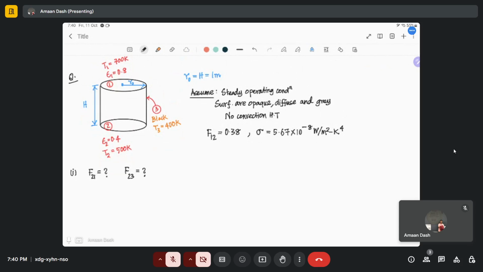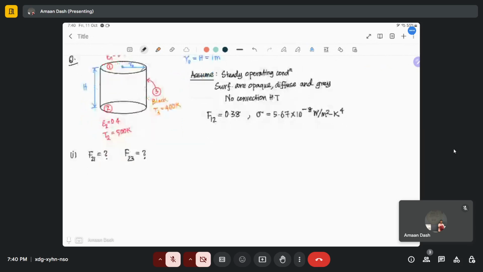So here also there will be assumptions. So assume that it is a steady operating condition, and the surfaces are opaque, diffuse and gray, and there is no convection heat transfer.